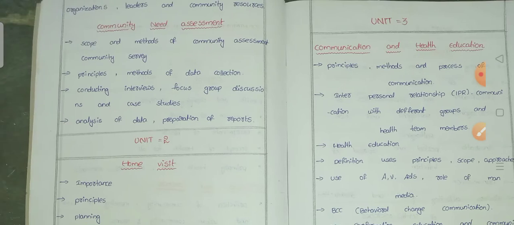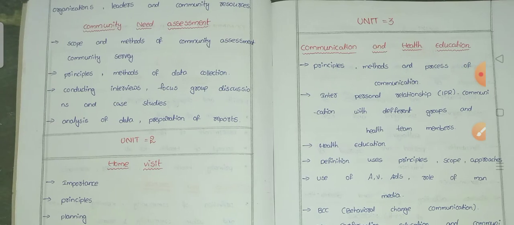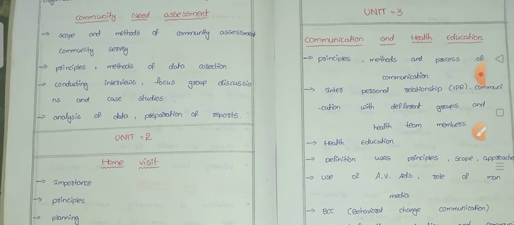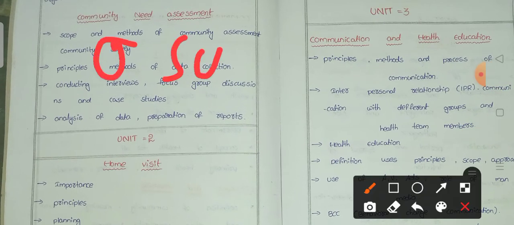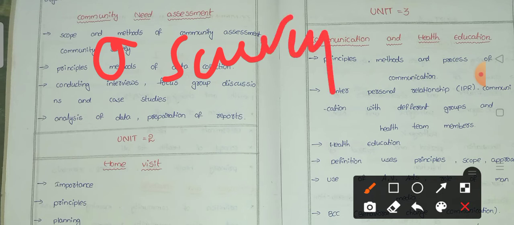Okay, next organizations, like leaders and community resources. Next, coming to the third subpartition of the first one, community need assessment. C3 is finished. Like in this, they may ask survey. Survey, here the spelling is S-U-R-V-E-Y. The spelling mistake will be there, check it.